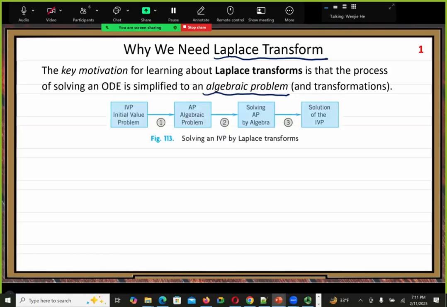So look at the whole process. How do we use this Laplace transform method to solve an ODE? First, we are given an initial value problem, IVP. After that, we do not use our normal method. Here we use a completely new method. We do a conversion.